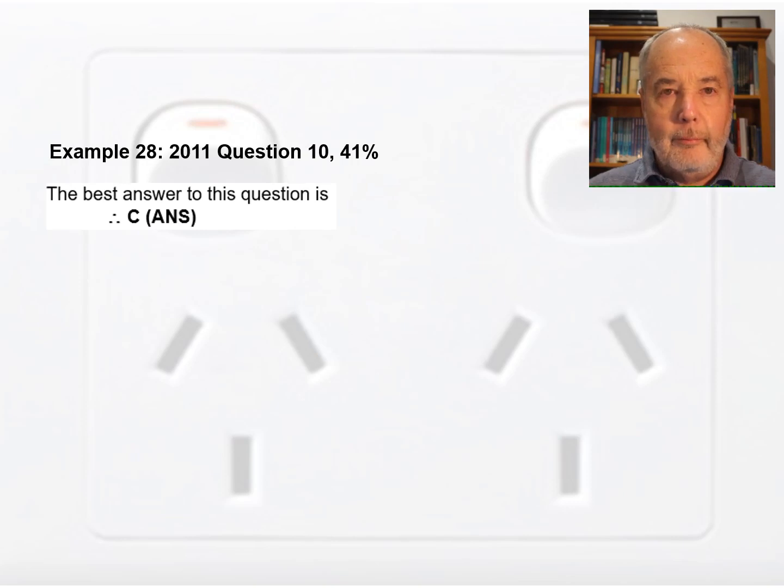This question was not done particularly well, with only 41% getting it right on the day. I can understand that. Some of the answers are a little bit unusual. Option A isn't correct. Option B, which is talking that the rest mass is going to change, is incorrect. Option D is not true mathematically, because gamma is going to be greater than 1, so it's not going to tend to 0, not tend to 1. Therefore, the best answer is C, which is correct.